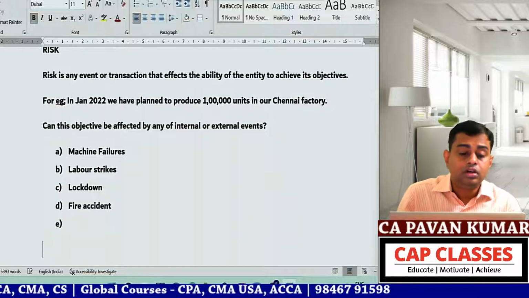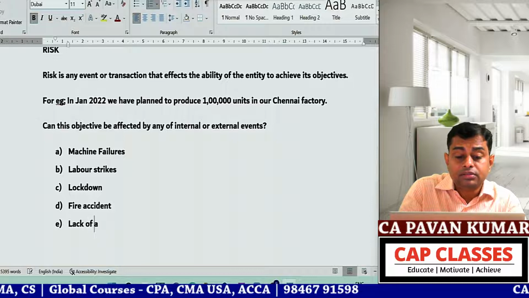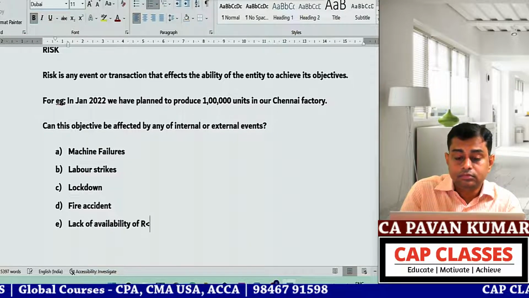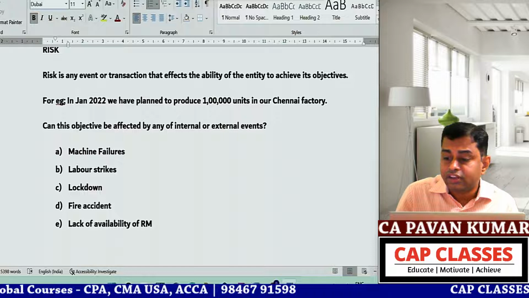Fire accident. Lack of availability of raw materials. Okay, reason is saying lack of availability of raw materials.